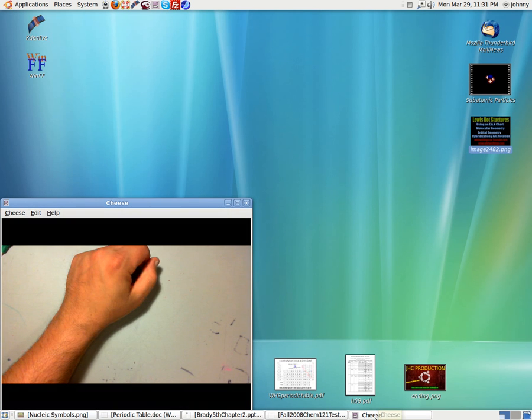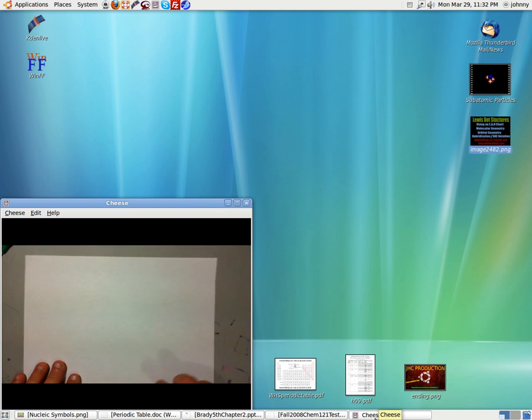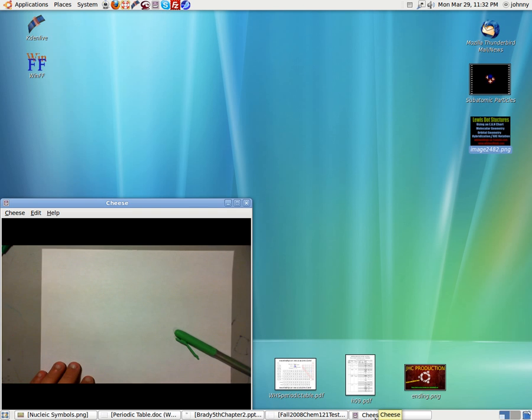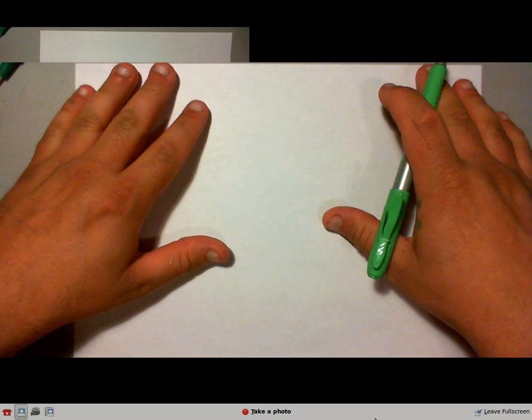So let's look at this webcam right here. I'll take a sheet of paper and I'll show you one. Let me full screen this. Once again, I'm using Ubuntu 9.10 to make this video, and I'm using my webcam, of course.